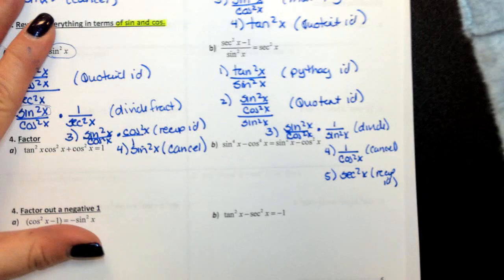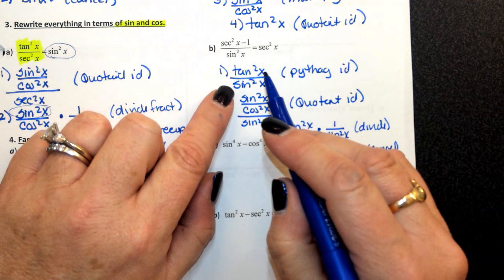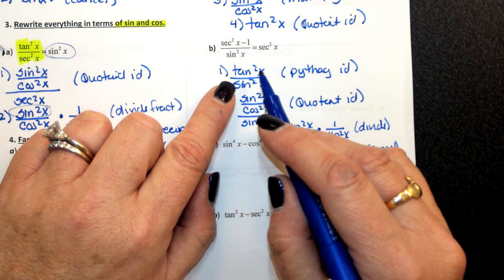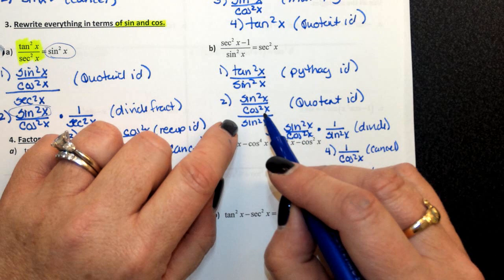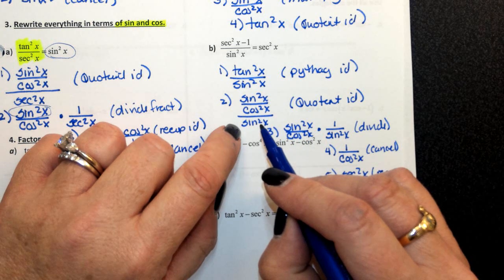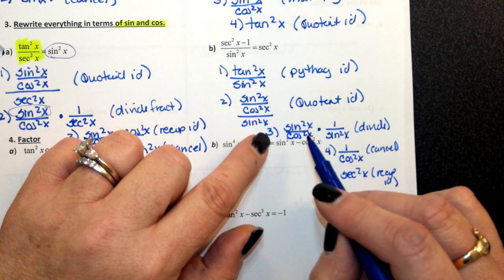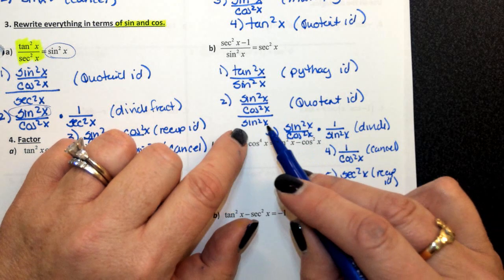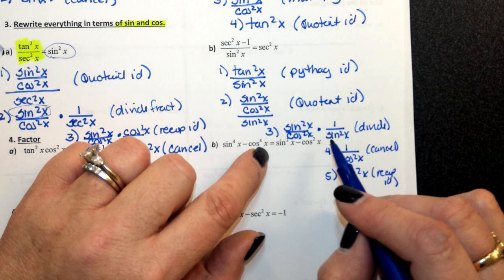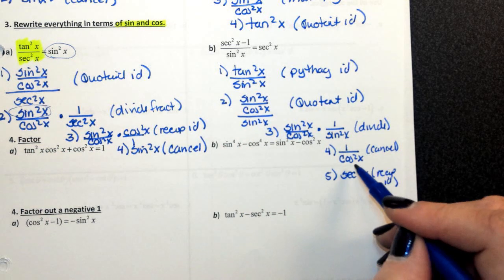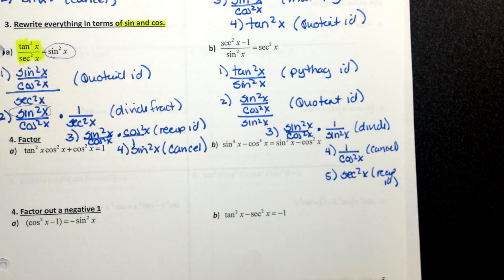I changed secant squared minus 1 into tangent squared. Then I used my quotient identity. I changed tangent squared into sine squared over cosine squared. And remember, when you divide fractions, you multiply by the reciprocal. So sine squared over cosine squared times the reciprocal of the denominator is 1 over sine squared. And then you can cross cancel and you're left with 1 over cosine squared. And by your reciprocal identity, you end up with secant squared.